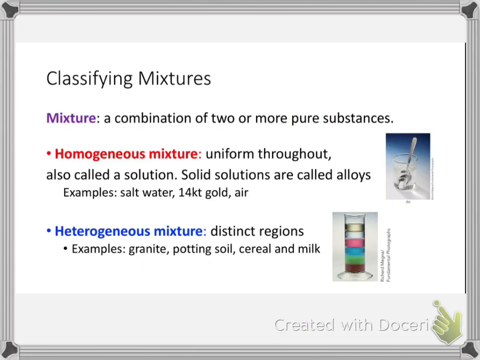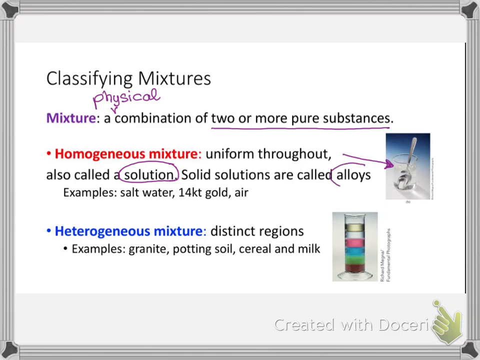So before we move on to our practice, let's classify some mixtures. Mixtures, remember, this is a definition that you will probably be familiar with. It's just when you combine two or more pure substances, a physical combination, not a chemical reaction. So we can describe something as homogeneous, and here we have a picture of probably salt water or sugar water. Homogeneous mixtures are uniform throughout, and we refer to them as a solution.